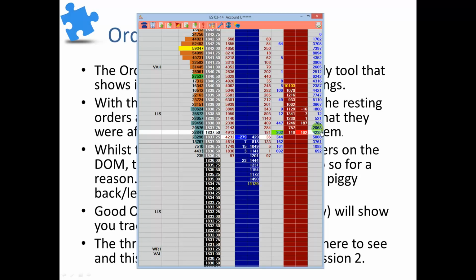Now, I would agree that it would be very difficult to read all of those numbers at the same time, and you don't actually need to. The mistake that people make when they start to look at the DOM is they try and read the whole screen. I don't think there's many human beings that could do that. So you don't need to look at all the information all the time.